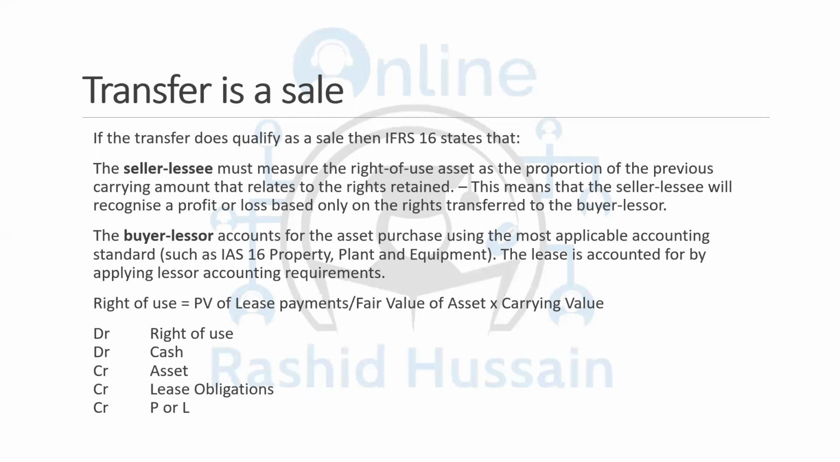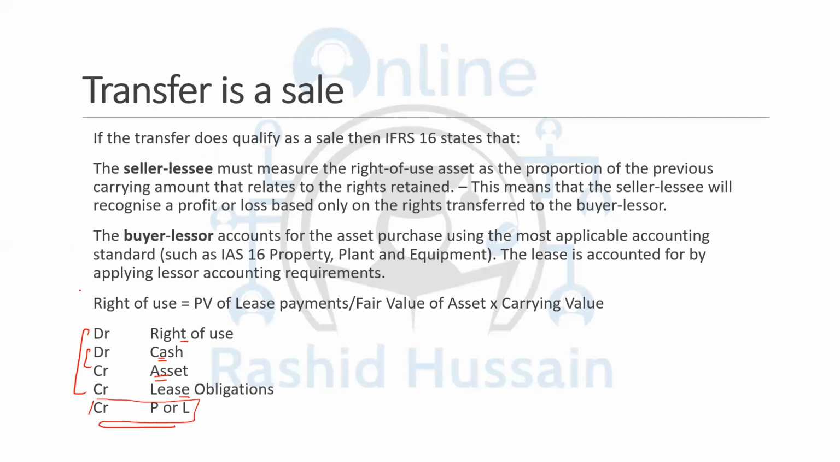Now you have already sold the building. So when you have sold the building, you are going to de-recognize the asset and you will be recording the proceeds as the cash. Now you are getting the same asset on the lease for a certain number of years. Then you record the right of use and the lease obligation. The balancing figure is the disposal gain or loss, which is calculated automatically.